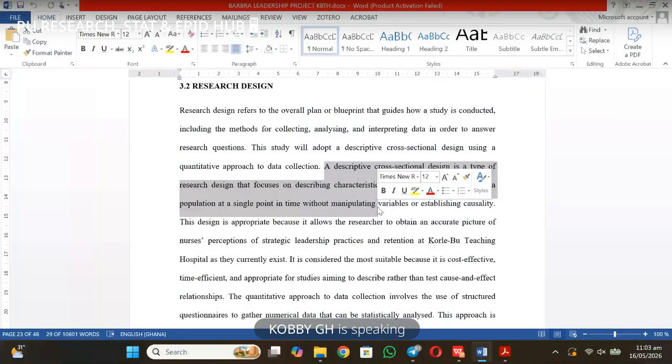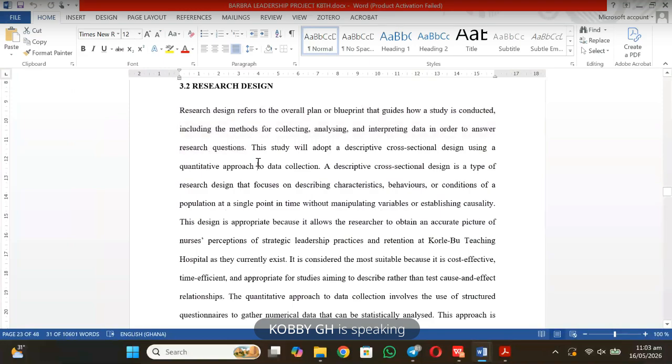So I said the first sentence, you define research design. The second sentence, you decide, are you going to use qualitative or quantitative? If you are going to do quantitative, you go like, this study would adapt descriptive cross-sectional design using quantitative approach to data collection.